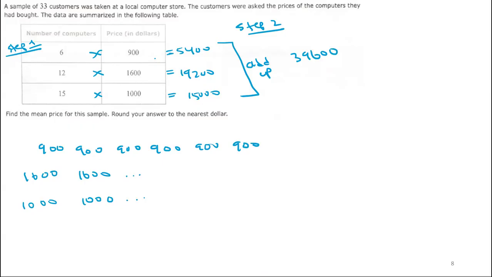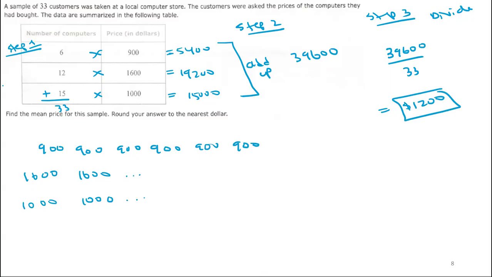So when we do that, we get 39,600. Okay. And then step number three, we're going to take the 39,600 and we're going to divide that by the total number of computers we have. So when we add up the computers here, we're going to have 33. Okay. So we take $39,600 and then we're going to divide that by 33. Okay. So when we do that, we get an average price, or a weighted average price, of $1,200. Okay.